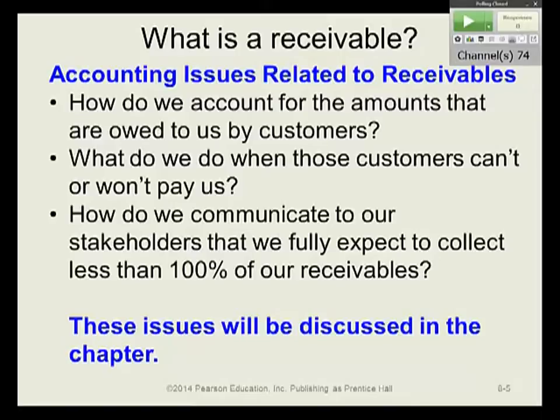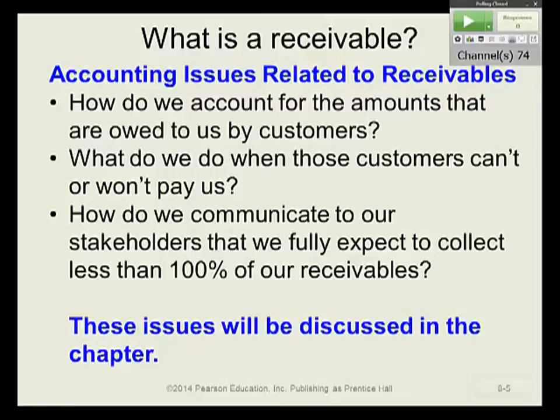Now, when you look at this, it is exactly the same issue you had with lower of cost or market. Because when you looked at the lower of cost or market and inventory, what were the two problems we had there? Is the inventory properly valued? Is it overstated? How much do you think you're going to get for the inventory? It's the same question here with the receivables. How much do you think you're going to collect? And you have to value it at a lower amount because you can't expect to collect all your receivables.